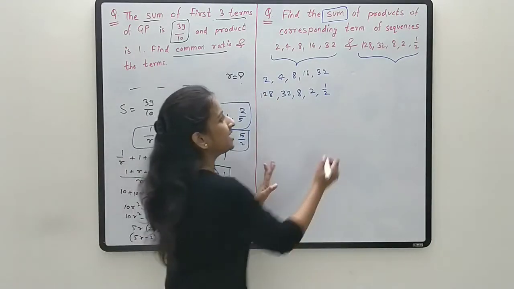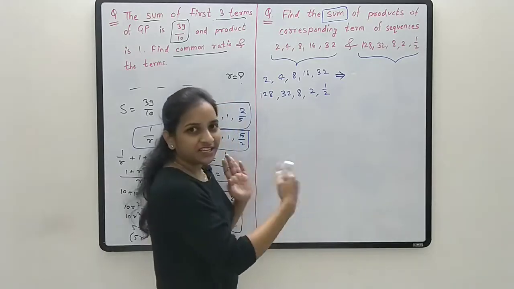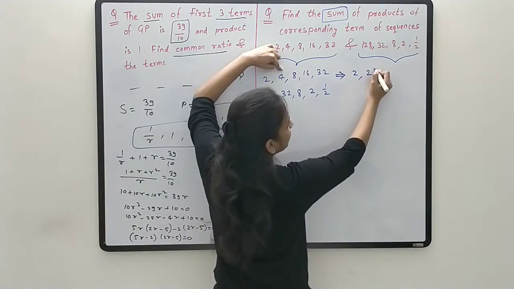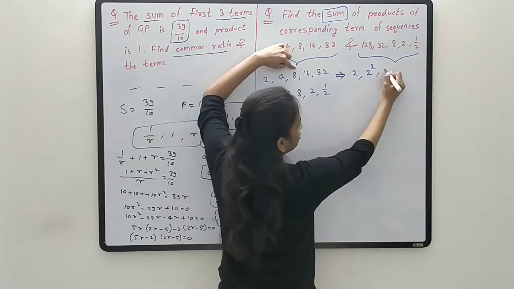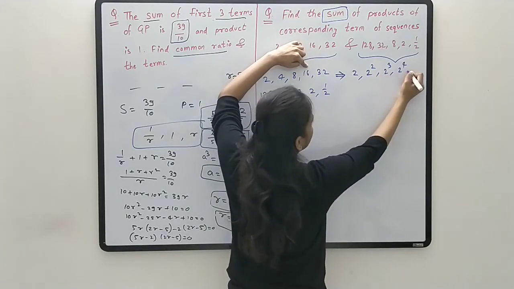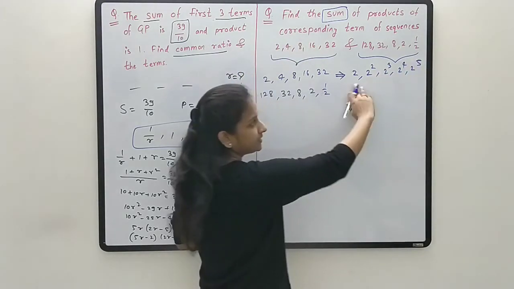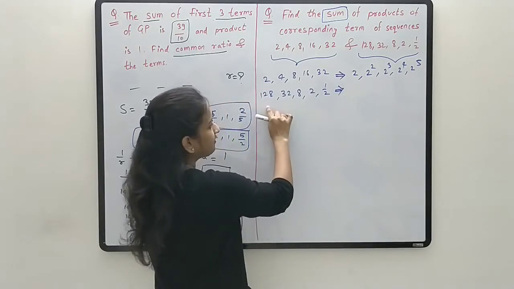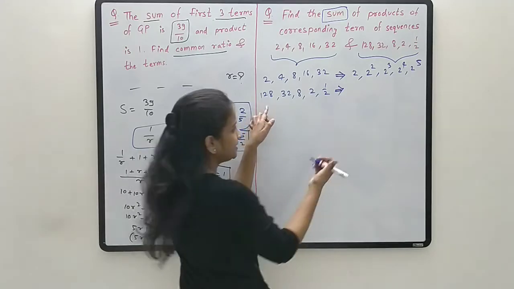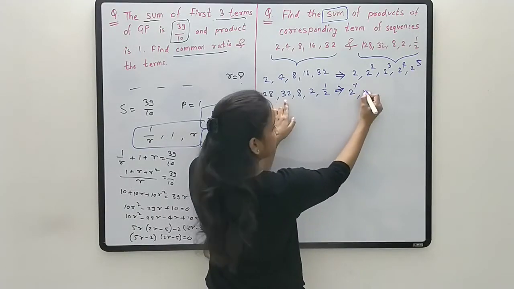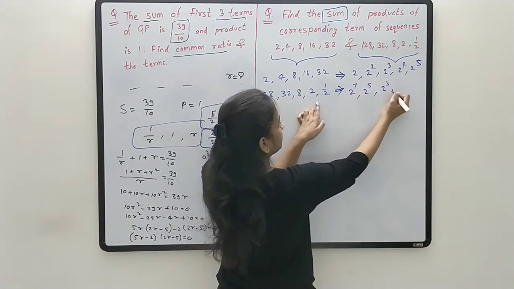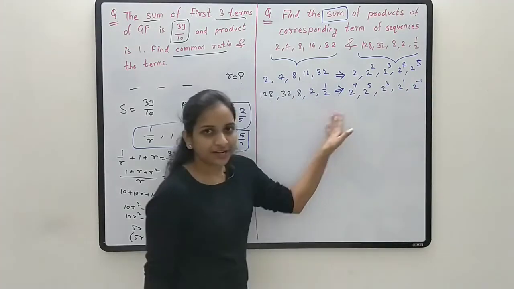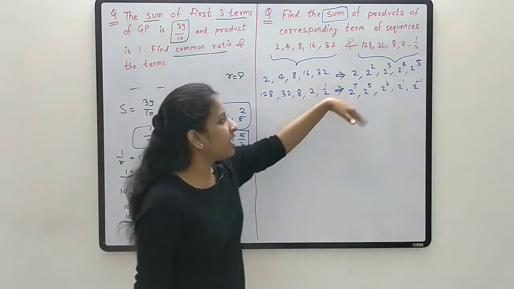Understood? Let's write this sequence in an easy way. This is 2, this is 4, so we can write 2², then 2³, 2⁴, 2⁵. Now this is a GP series. For the second sequence, 128 is 2⁷, then 2⁵, 2³, 2¹, and 1 by 2 is 2⁻¹, right? Now we have to multiply.